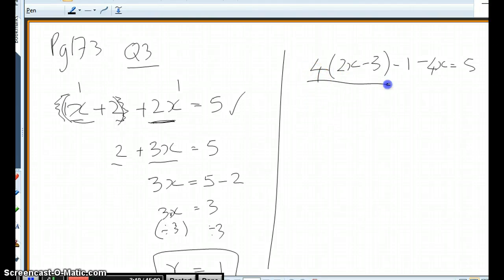First of all, I'm going to get rid of the brackets. I can't go collecting that 2x with that 4x unless I get rid of the brackets first. To get rid of brackets, we expand. And remember, it's that term multiplied by that term, and that term multiplied by that term. 4 times 2? 4 times minus 3? Okay, and everything else stays the same.